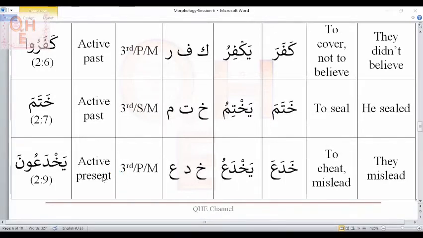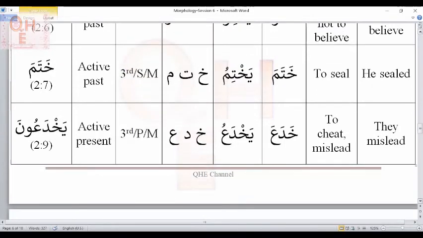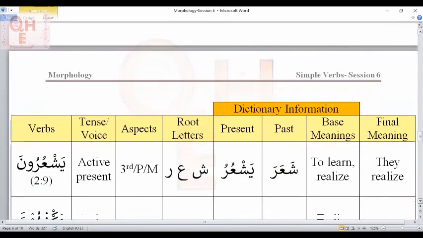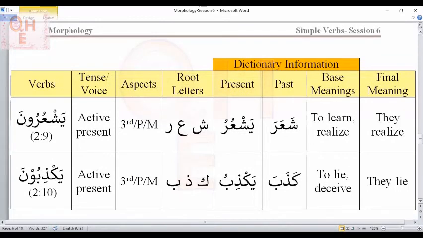So what will be the final meaning? This is an active past tense and the doer is a third person plural male. It's like a group, they. So the meaning will be they misled. Okay. We have two more words that we found. Let's go over them, inshallah.